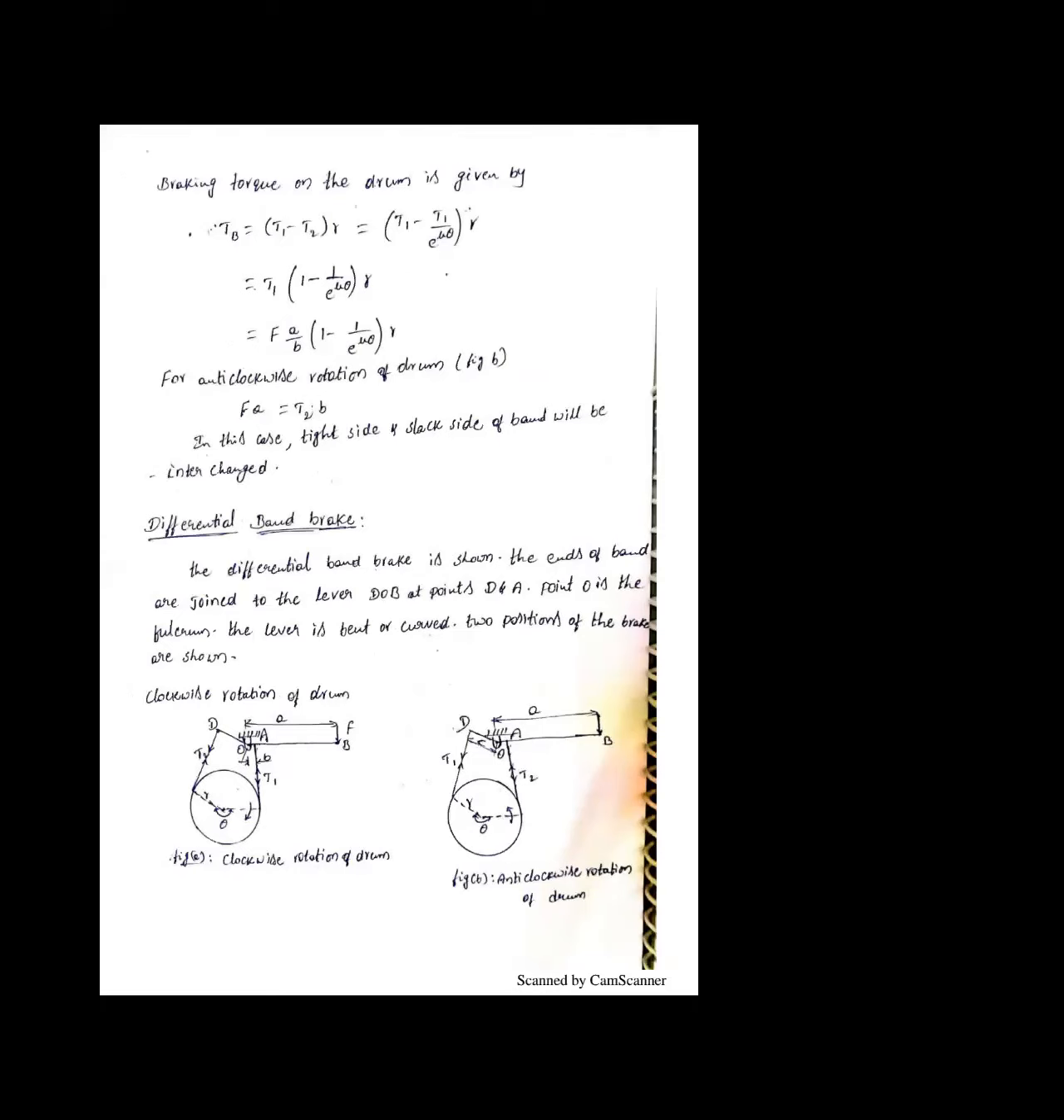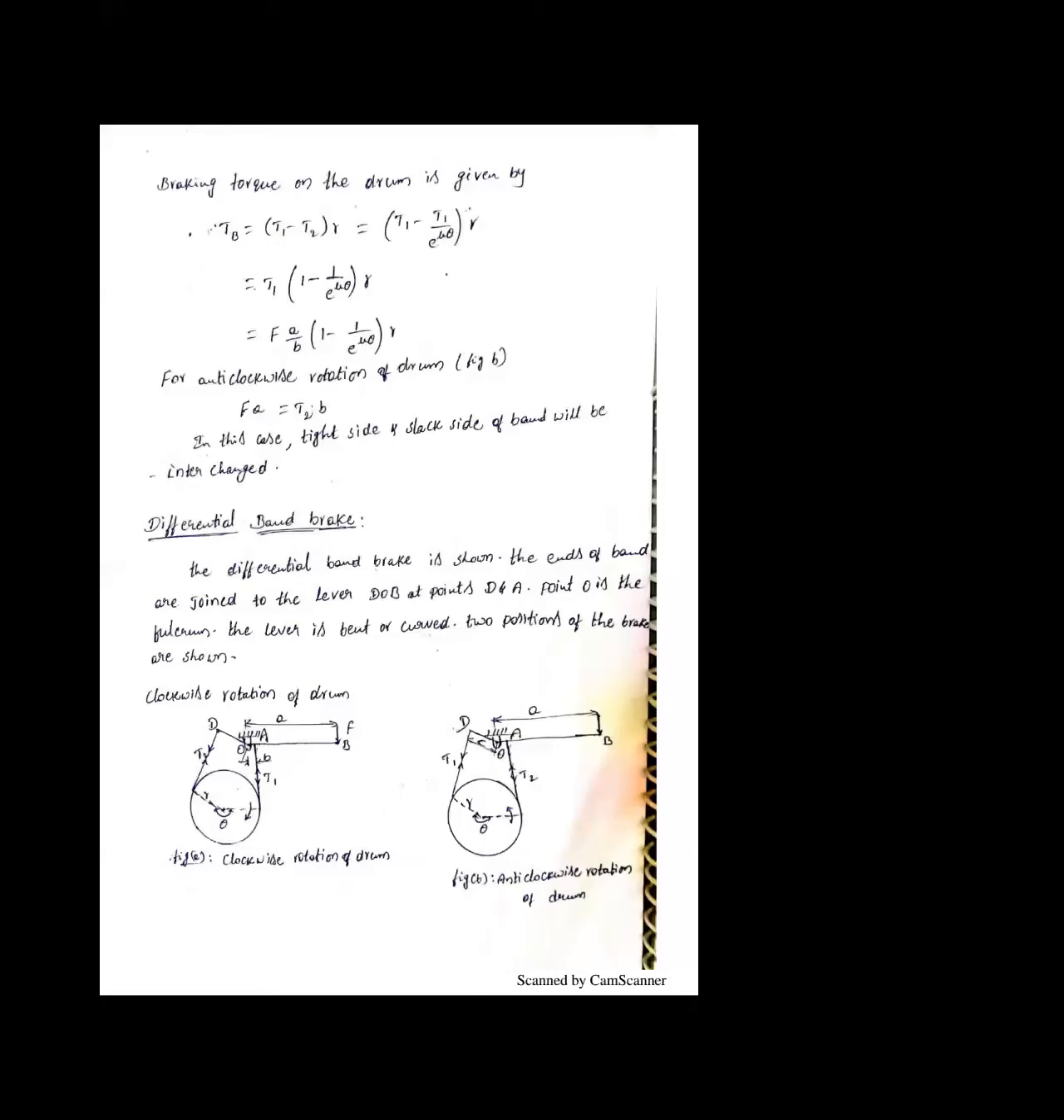F is going in the clockwise direction and T1 is the same, while T2 is reversed. One tension goes downward and the other goes upward. So FA plus T1B minus T2C equals 0. Putting FA on one side and the other two terms on the other side, FA equals T2C minus T1B.